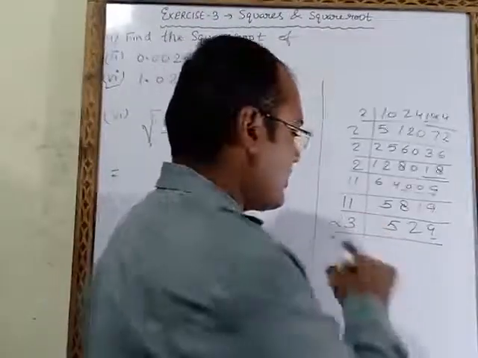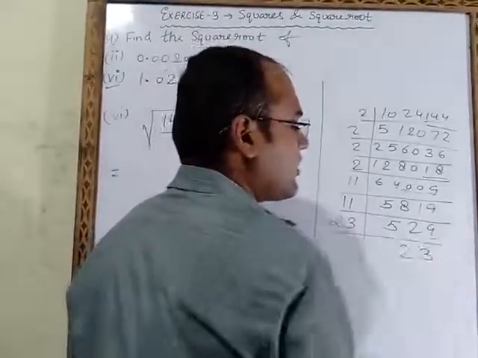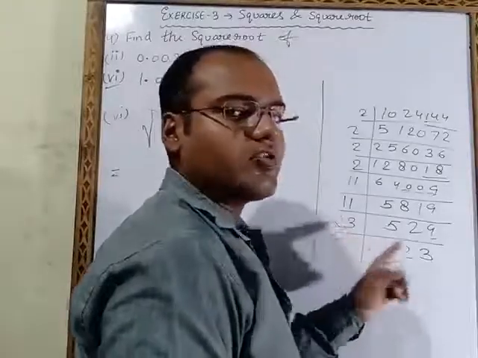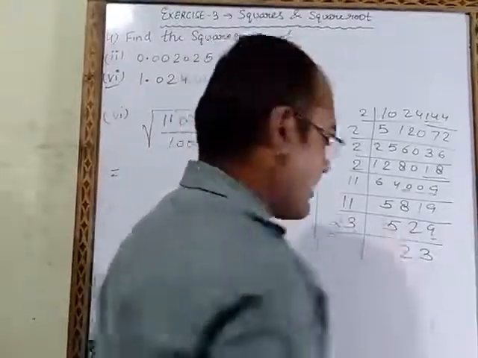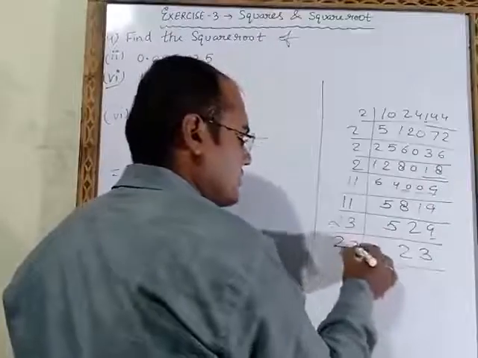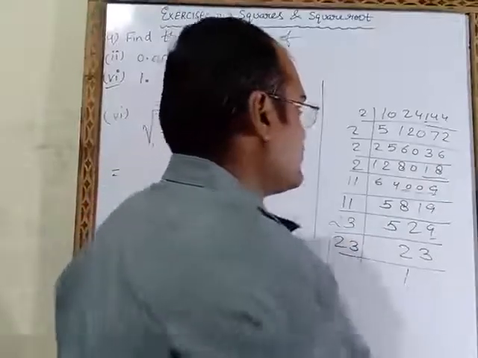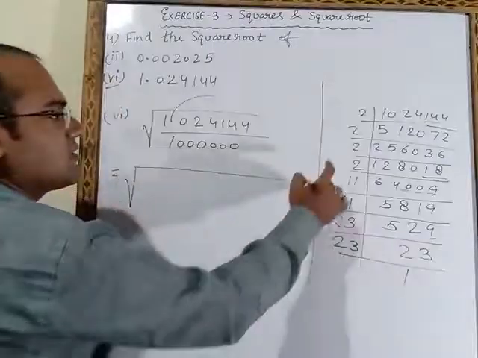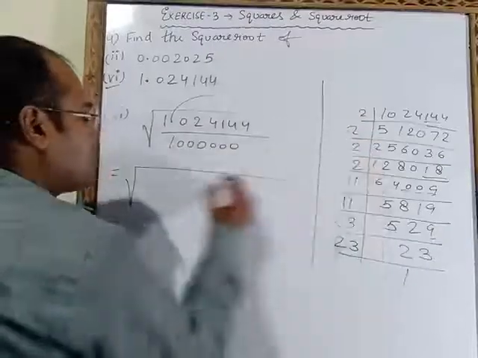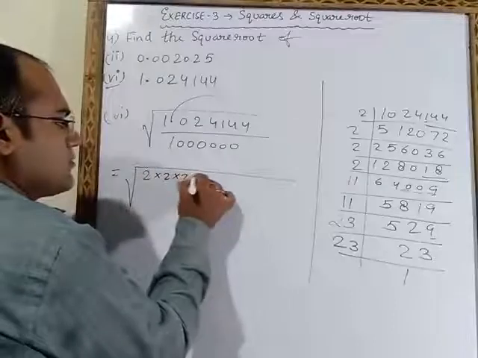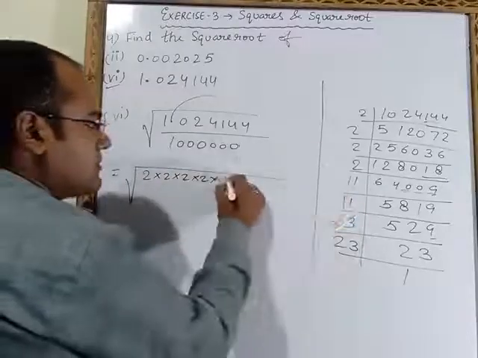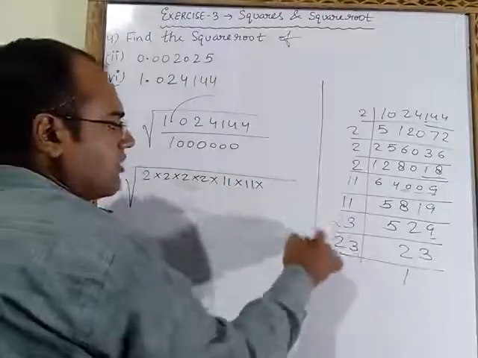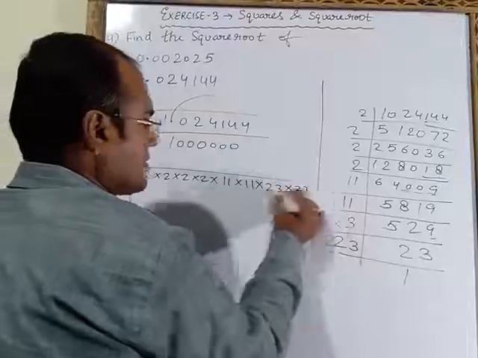23. So 23 into 23, the answer will be 529. Again we divide by 23. 23 1s are 23. So now we have found the prime factors. We will write here all the numbers. 2, how many times is it coming? 4 times. Then 11 2 times. Then 23 2 times.